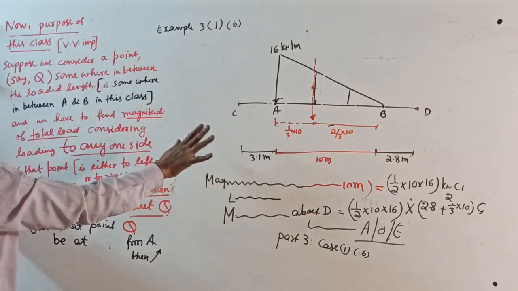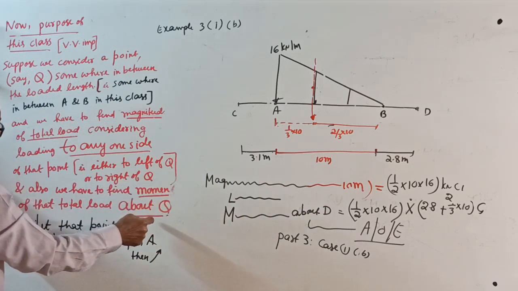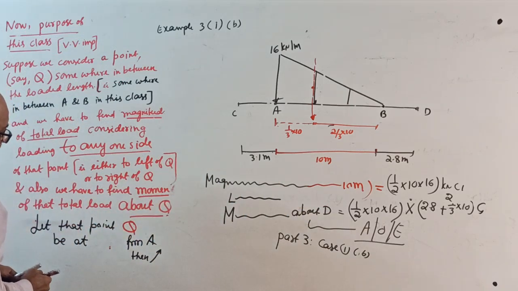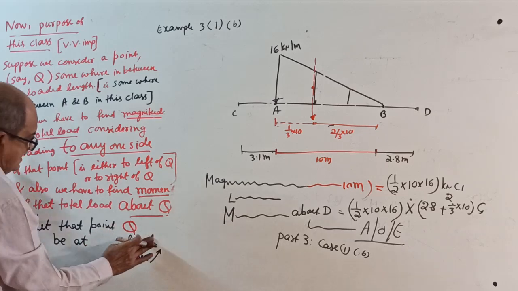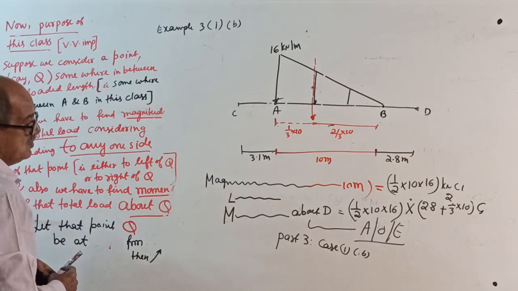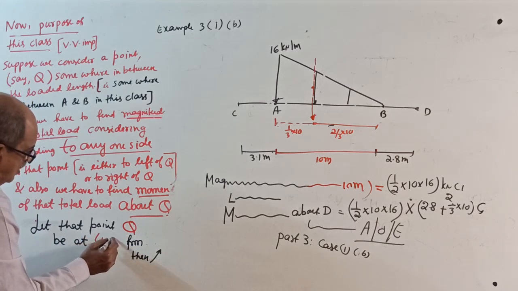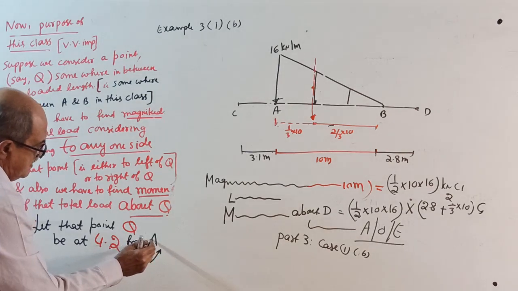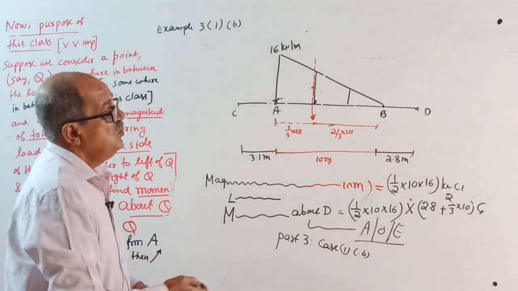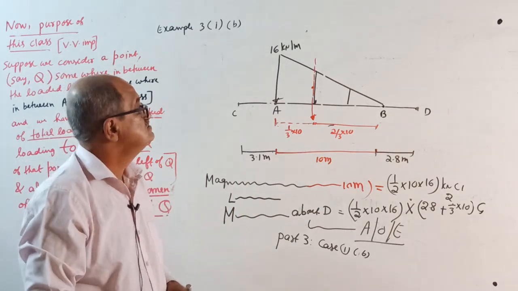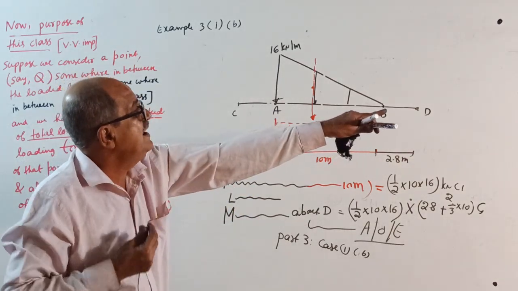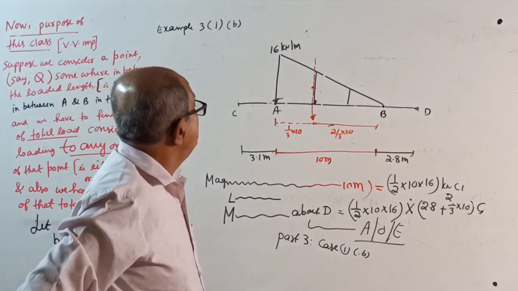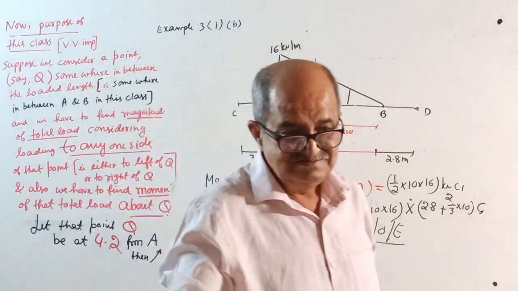Now, the purpose of this class. A point will come in between, anywhere. Let the point Q be at 4.2 meters from A. Now, I have to prepare the diagram. I remember the values there, so I note them down, 10 and 16, otherwise I will forget later.